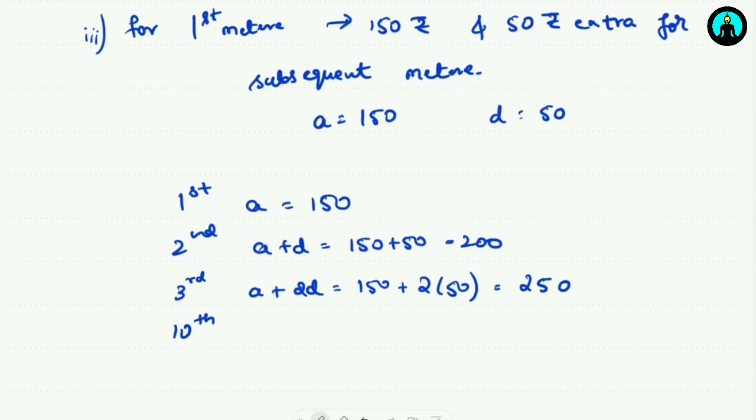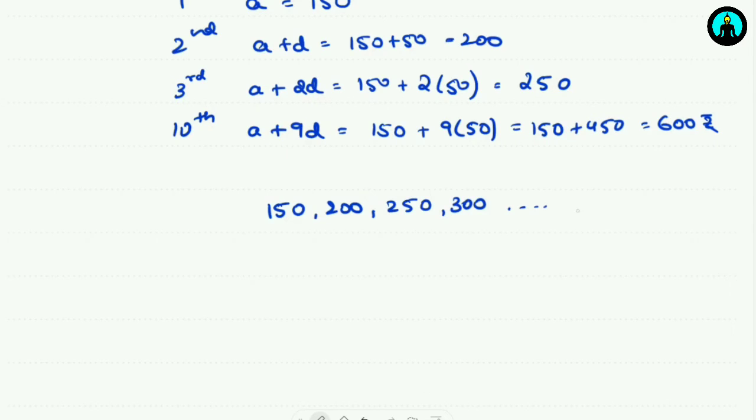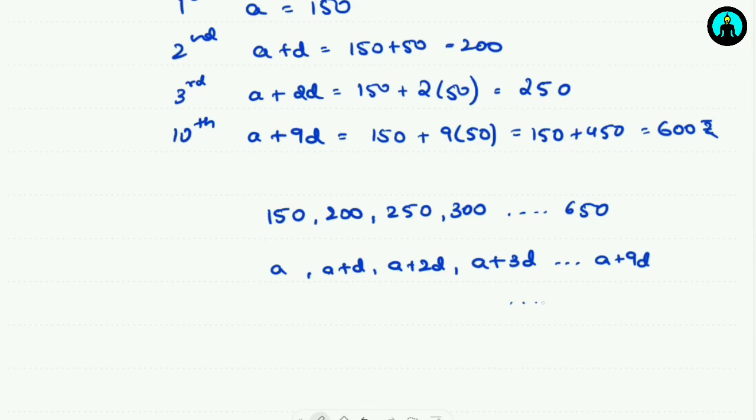And finally you'll get the 10th term, that is A plus 9D, equal to 150 plus 9 into 50, which will give you 600. So by comparing this list of numbers, that is 150, 200, 250, 300, with the general form of an AP, that is A, A plus D, A plus 2D, it is similar. So from this we can conclude that the given list of numbers for this question will form an AP.